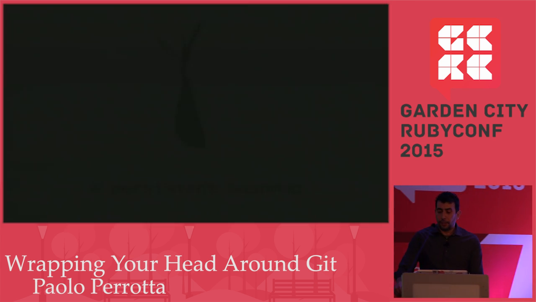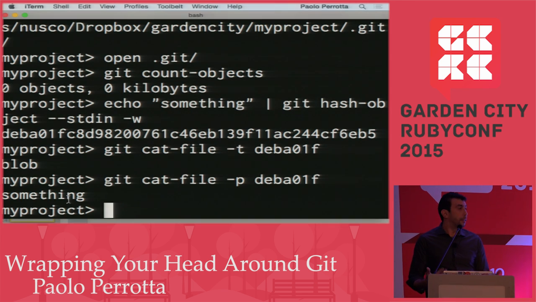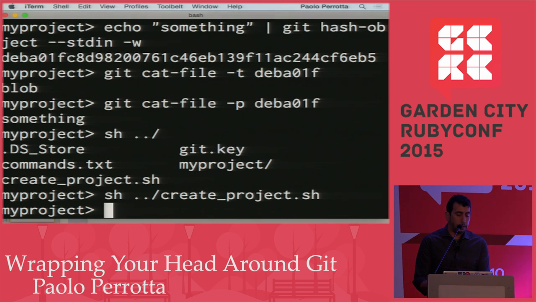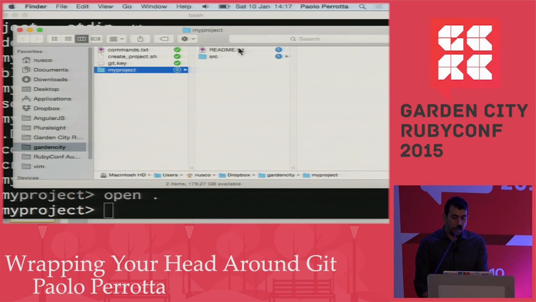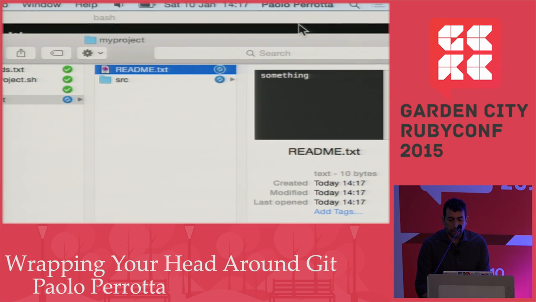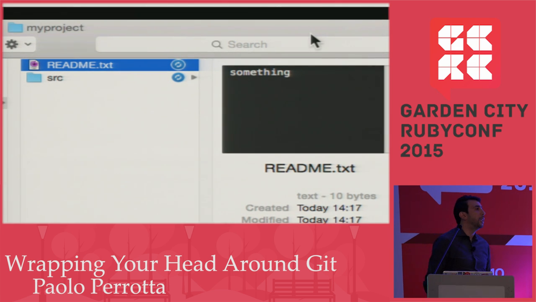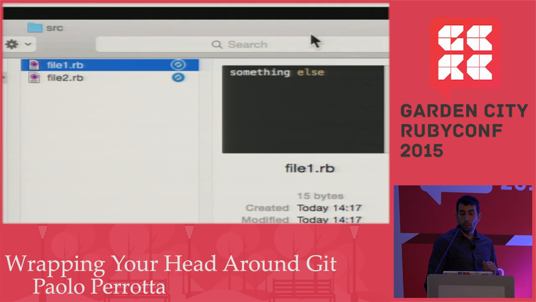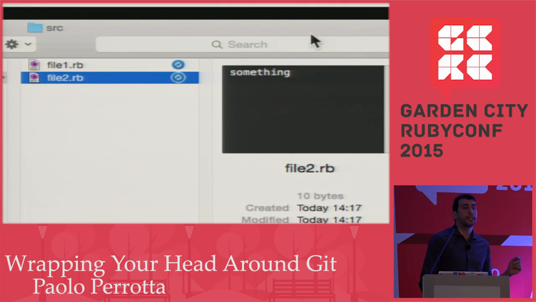Let's say that I start adding files to my project. I have a shell script here that I prepared to add a few files so that I don't have to do it by hand. And if I look at the project now, there is a README file. I will zoom in a bit for people who are far away. Okay, and the README contains the string something. And then there is an src directory which contains two files. The first one contains the string something else. Second one is, once again, something.